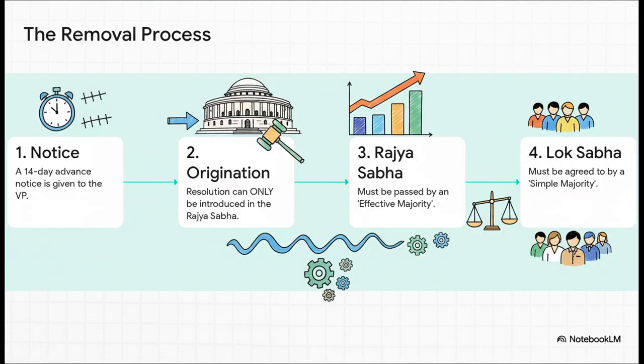Okay, so the removal process is totally one of a kind. First, the VP gets a heads up, a 14-day advance notice. Now, here's the crucial bit. The resolution to remove them can only start in the Rajya Sabha. It has to. And to pass there, it needs something called an effective majority. After that, it goes to the Lok Sabha, where it just needs a simple majority to agree.